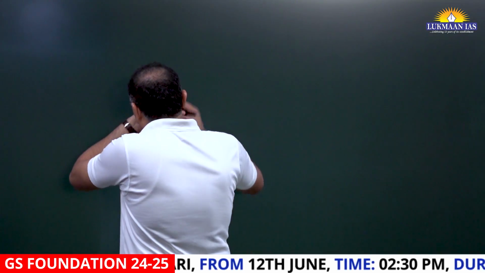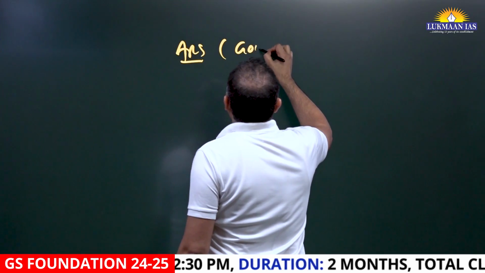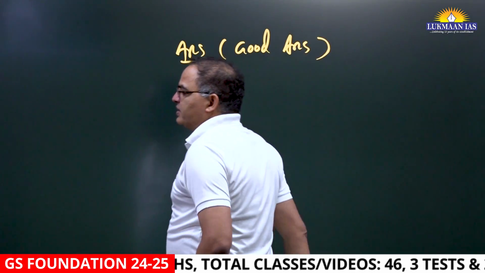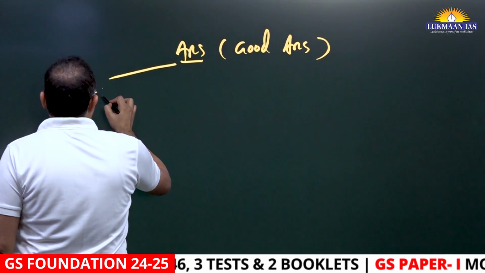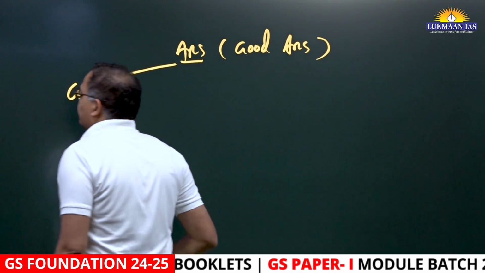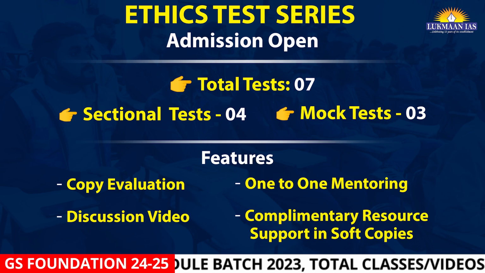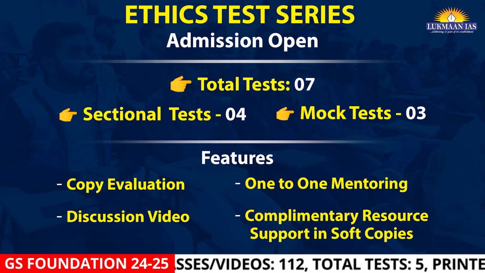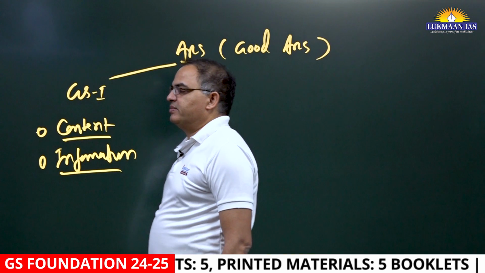Then comes the thing related to the answer, when you say a good answer. It is paper wise; there should be a strategy paper wise. GS paper 1: largely straightforward questions are asked. It depends on your knowledge and content, the quality of content, information, knowledge. A bit of analysis is also there, but less.